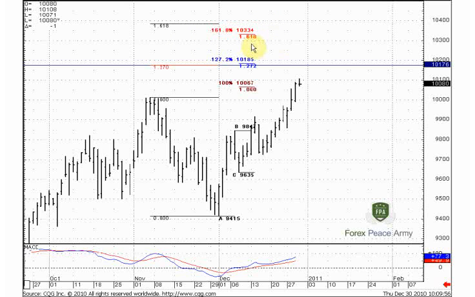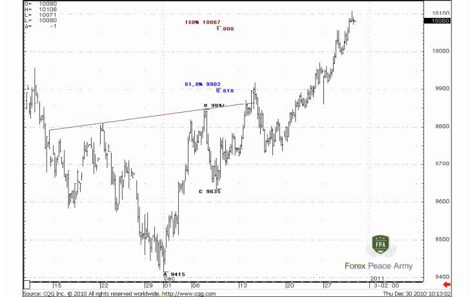I like these combinations when different Fibonacci expansions and the level of overbought coincide, making the area of resistance and target even stronger. Also I can't exclude that the market can retrace from this area, because this area will also be the daily level of overbought. Now let's shift to the lower time frame.